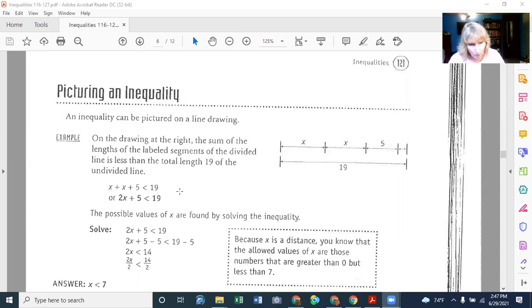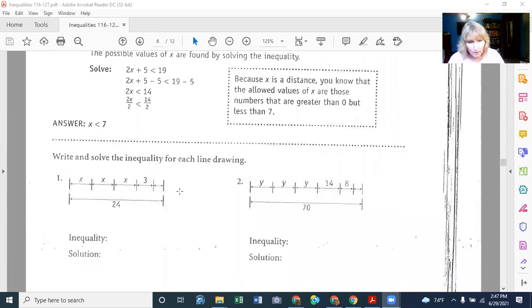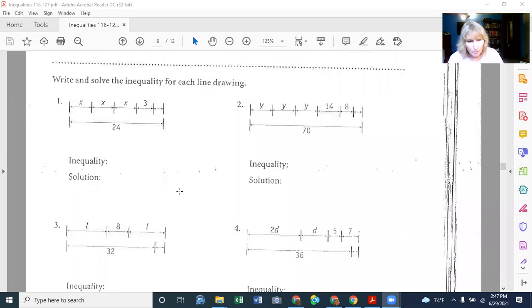And I want to do number 1. These can look a little weird at first, but they're not as bad as they seem once you get the idea of them. So our total is on the bottom. So that's our total. And our top is what you want to call the equation part.